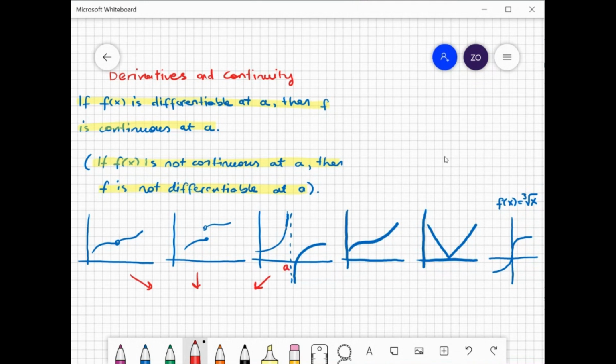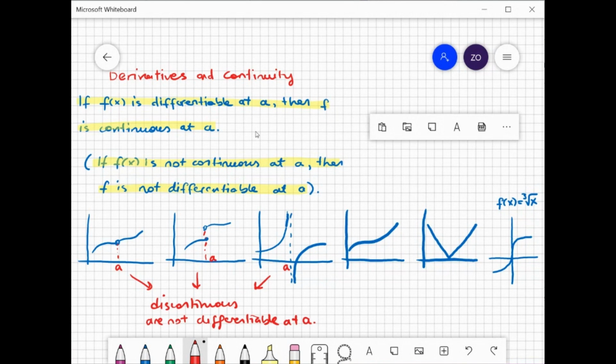No. Well, in fact, let's call these points A, where we have discontinuity. So all these functions are discontinuous at A. So we cannot talk about a derivative at A. These functions are not differentiable at x equals A. This is like the second statement: if it is not continuous, it is not differentiable.